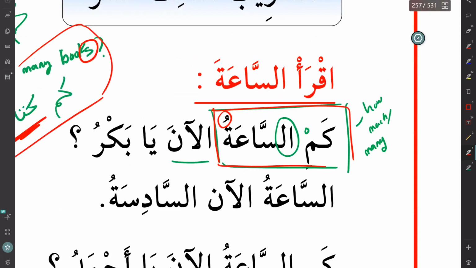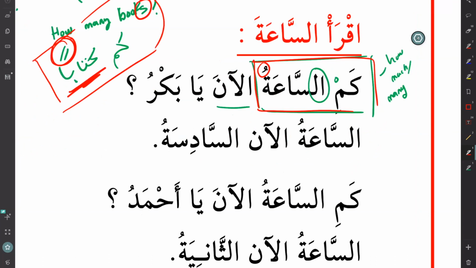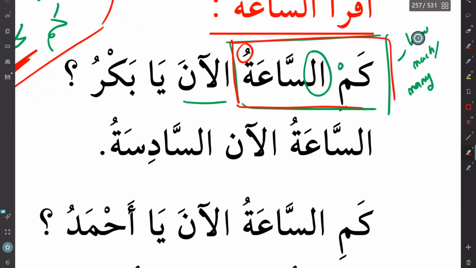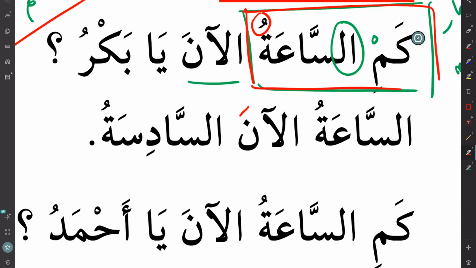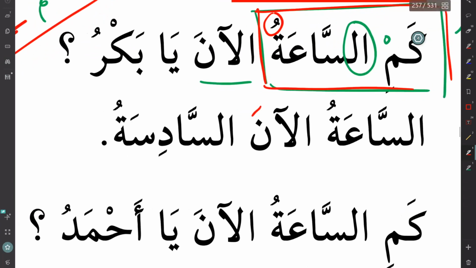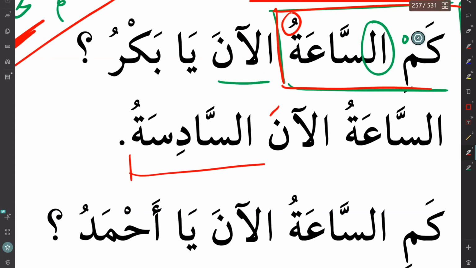Kamisa. Okay. So the question is kamisa'atul ana ya bakru. So what time is it, Bakr? You're asking the question. And answer, you say as-sa'atu al-an, as-sa'atul ana. The time now is, here it is a sentence. I'll explain this one a little bit later. As-sa'atul ana as-sadisa. What is as-sadisa? What is as-sadisa? 6, yes.